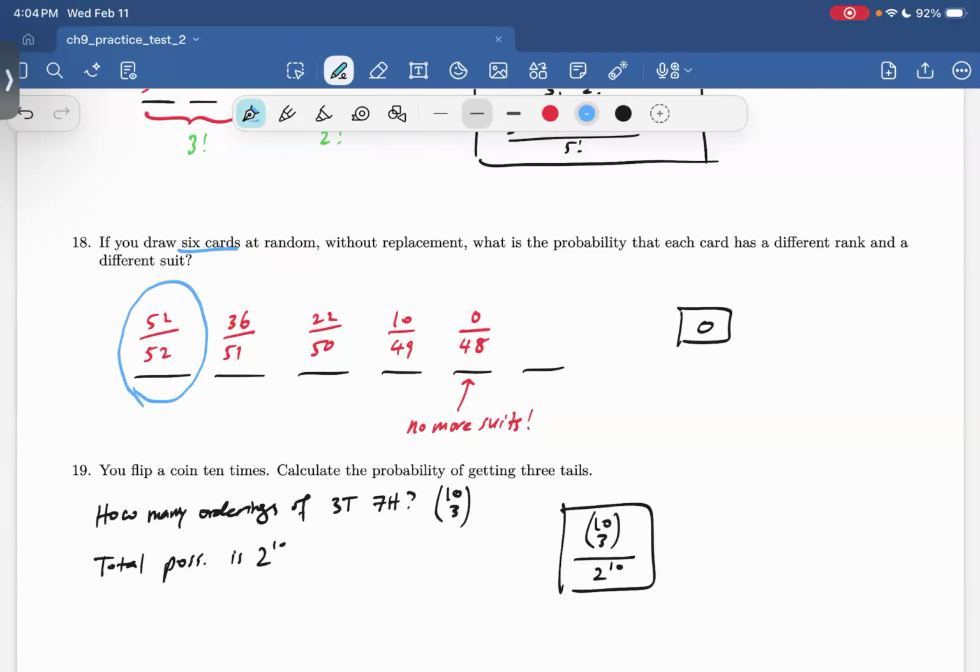If we have, for the first card, we'll have 4 choices of suit, then 3 choices, and 2 choices, and 1 choice of suit. But then for the 5th card, we've run out of suits. There are no more suits left to choose from. And so the probability of us getting a different suit on the 5th card is 0, which means that the answer is going to be 0.